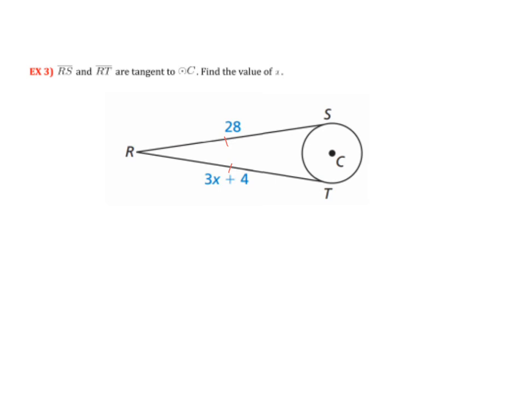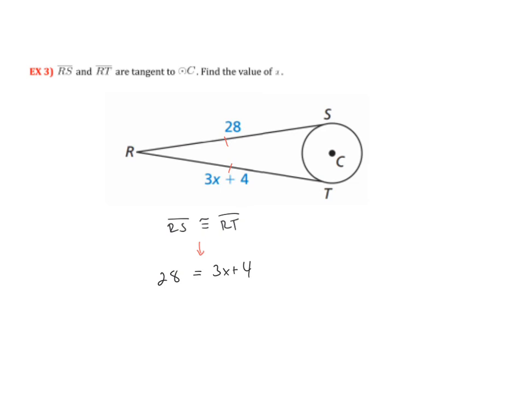And let's go ahead and write that statement down. RS is congruent to RT. Keep in mind again that the term congruent means that they are equal in length. They are the same. So this allows me to write an equation that uses the lengths of the two segments. My two lengths are 3x plus 4 and 28. So I can substitute 28 for RS, and I can substitute in 3x plus 4 for RT.